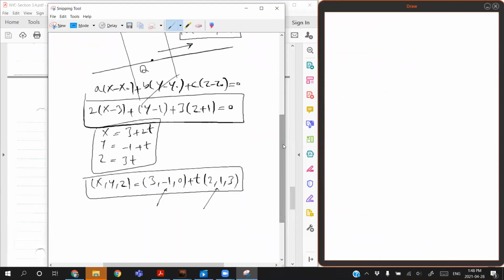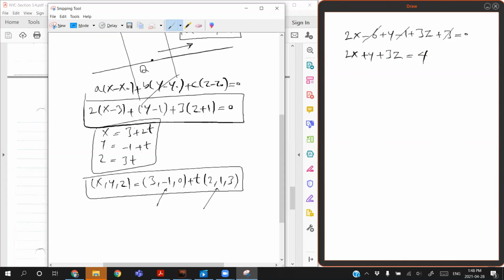Let me just expand this. We get 2x minus 6 plus y minus 1 plus 3z plus 3 is equal to 0. That means 2x plus y plus 3z is equal to, let's see, minus 6 minus 1, that's minus 7. Minus 7 plus 3, that's minus 4. Let's move it to the other side, it becomes 4. Okay.